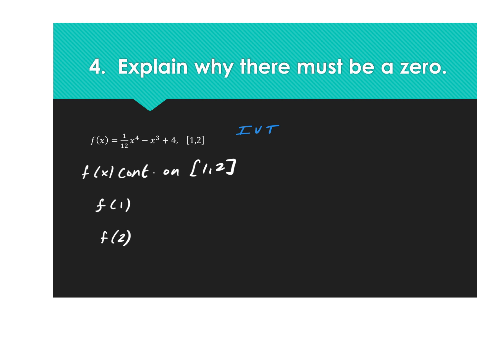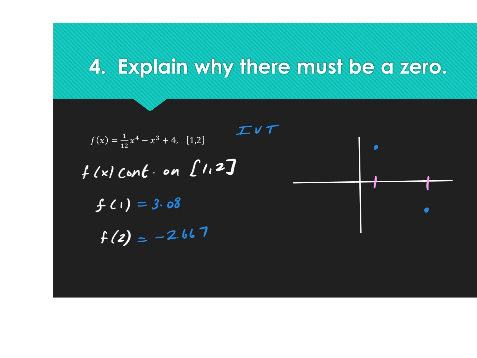Because my goal is to show that between 1 and 2, let me actually find the values first. I'm just going to plug this into my calculator. Just for time purposes here, I plugged into my calculator. On the AP exam, they give you much easier numbers to work with. But if I plug in 1, I get 3.08. And then if I plug in 2, I get -2.667.